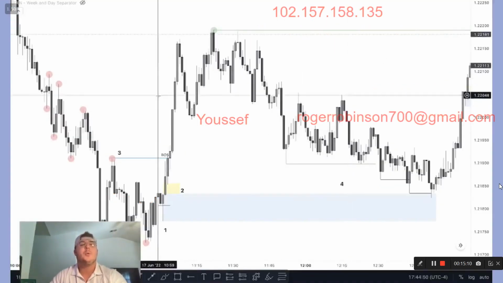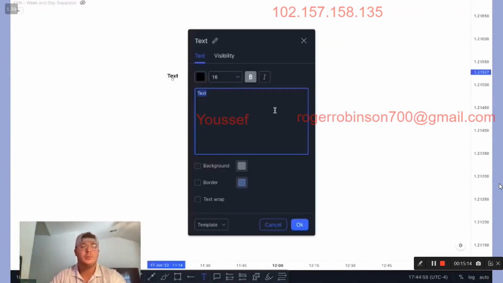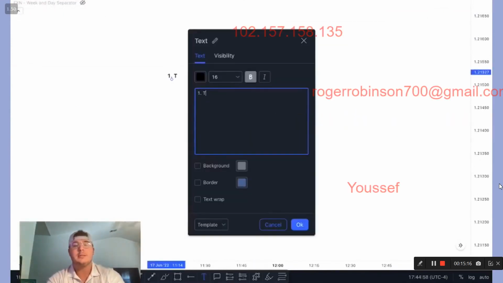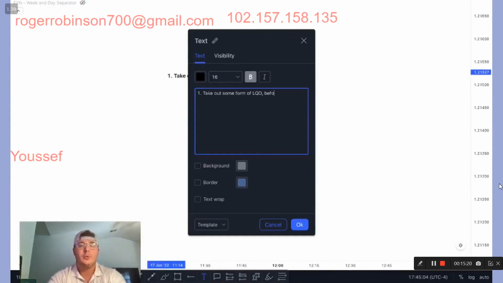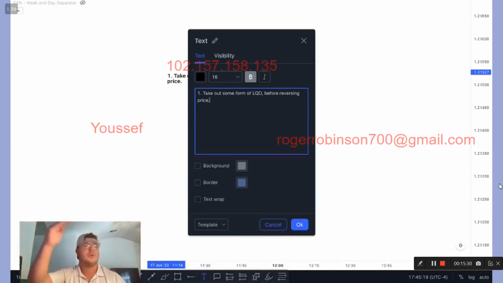All right, so we need to understand that there are 4 key features of order blocks. The first thing that all order blocks need to do is take out some form of liquidity before reversing price. Meaning, if we're in a bullish trend, institutions are going to be taking out some form of sellers before resuming higher.